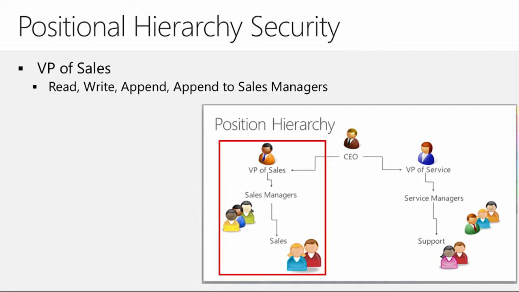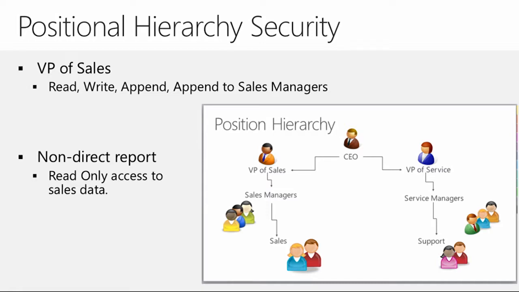And because of that, in this case, now you would have a situation where sales managers are basically direct reports of the VP of sales. So because of that, the VP of sales would have read, write, append to access to all of the sales manager information. And as you work your way down the chain, your non-direct reports, which would basically be your salespeople, I would have read-only access to within those contexts. So these are people that I don't necessarily report to on a day-to-day basis, but they're still part of my chain. Now, let's look and see what that looks like inside the app.